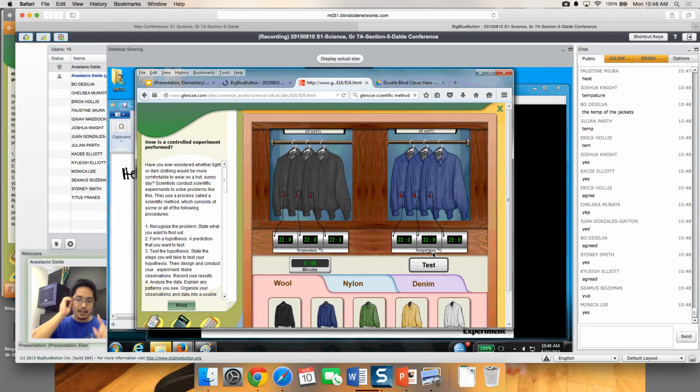Now, the temperature, this part is kind of confusing and a lot of people get mixed up with these concepts. The temperature of the jacket depends on the color of the jacket. That's what our experiment is saying. Write that down. Chat that back to me so I know that you heard it. The temperature of the jacket depends on the color of the jacket.